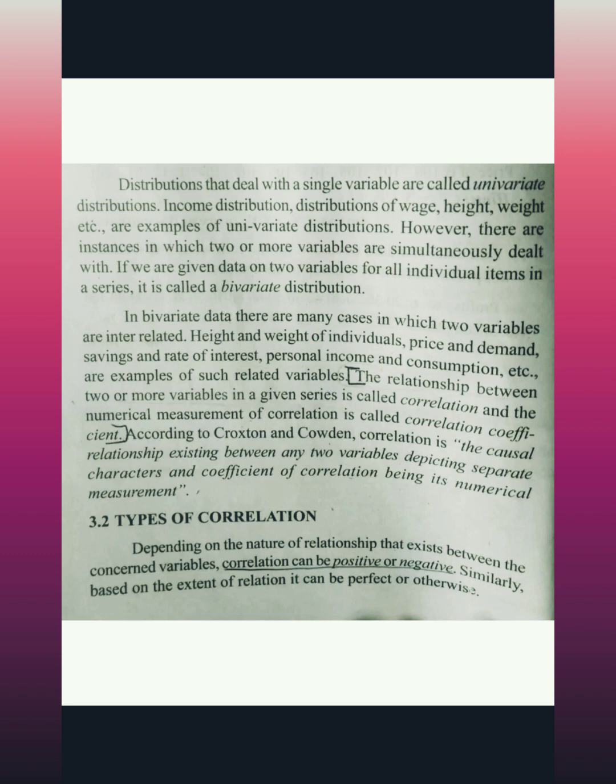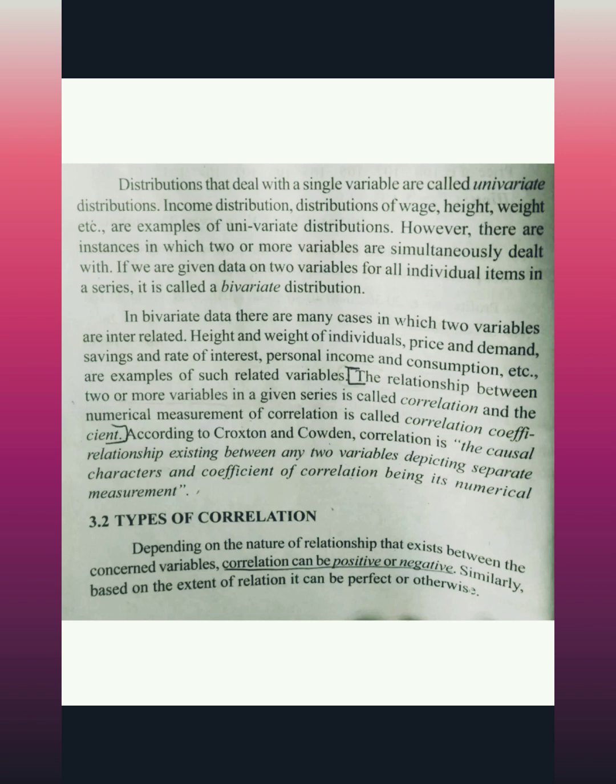There are two types of distribution: univariate distribution and bivariate distribution. Univariate distribution deals with a single variable, such as distribution of wage, height, weight, etc. In the case of bivariate distribution, two or more variables are simultaneously dealt with. For example, we can see height and weight of an individual, or price and demand, savings and interest rate, etc.